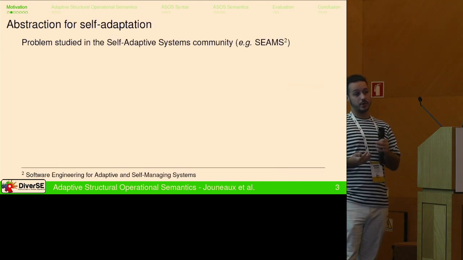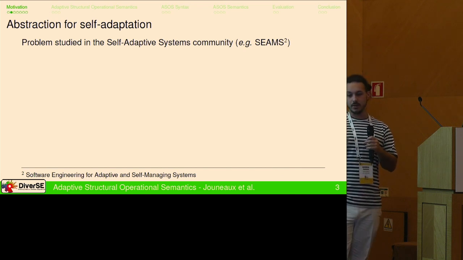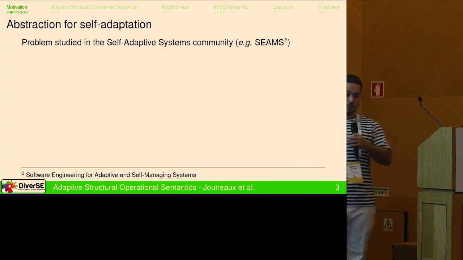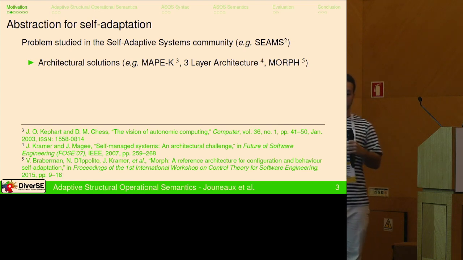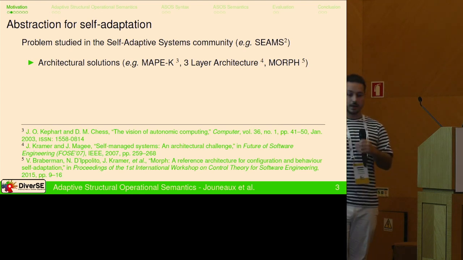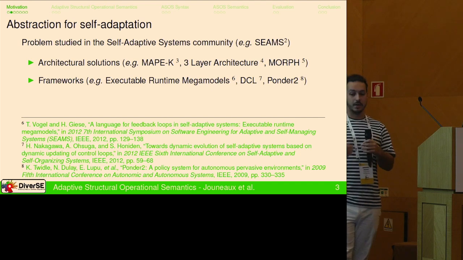The abstraction for self-adaptation is a problem studied in other communities, basically in the self-adaptive system community. And solutions have been proposed. For example, there are multiple architectural solutions, such as the MAPE-K loop, the Rainbow architecture, or the MORPH architecture. And they also provide frameworks, such as DCL, executable runtime megamodels, and Ponder2, which even has a DSL to define your self-adaptive system.